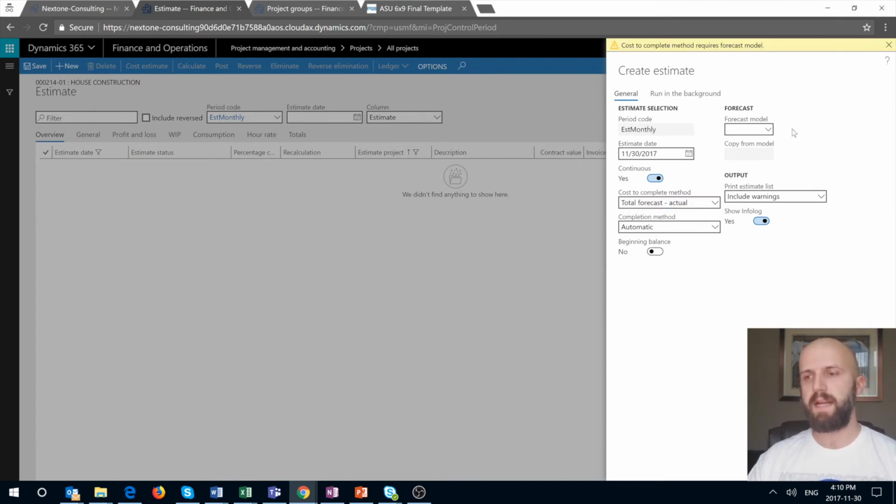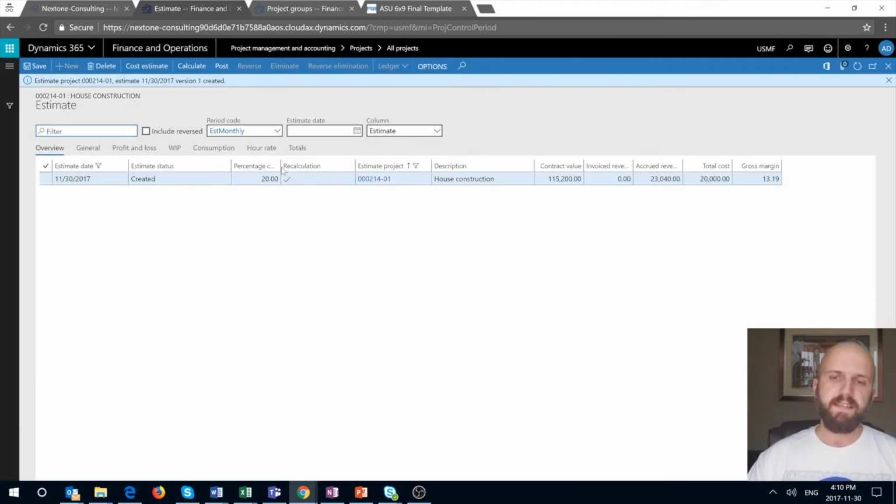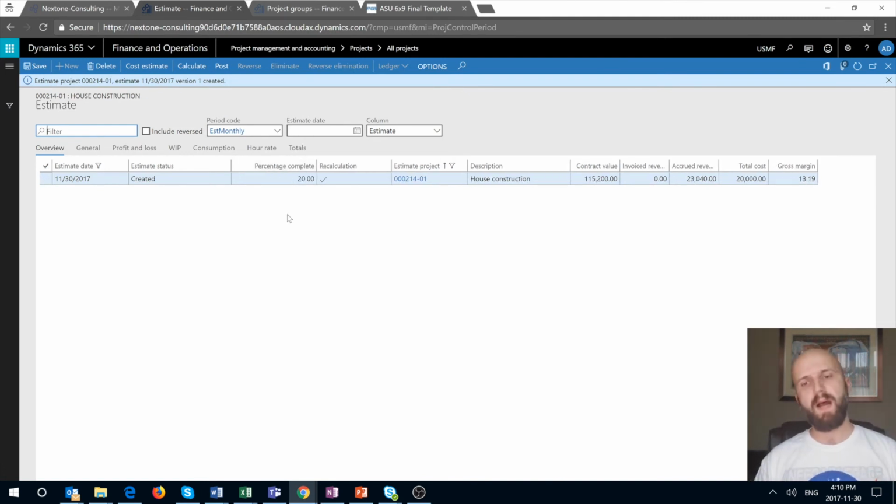In order for me to do that, I need to select the module that contains my forecast, and I do that. So we can see that the system calculated percentage completed of 20%, which makes sense to us because we use the cost as the basis and we know that we actually consumed 20 out of $100,000 worth of cost. The total contract value, which is the transaction price here, is $1,000.